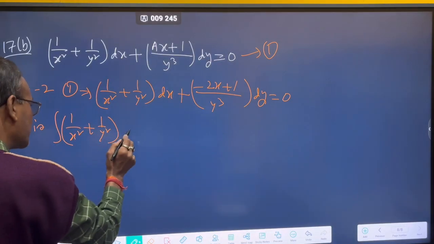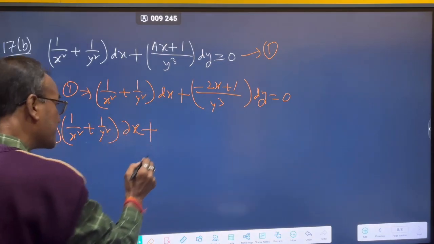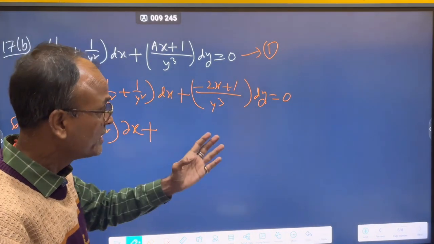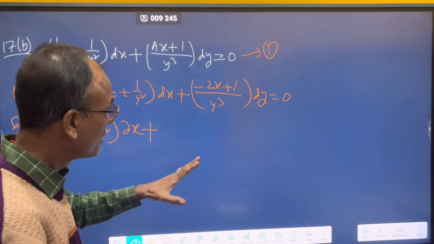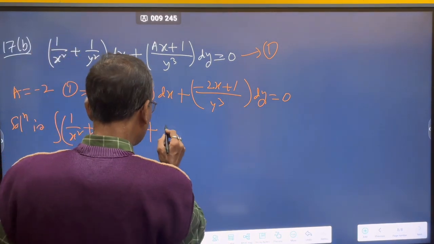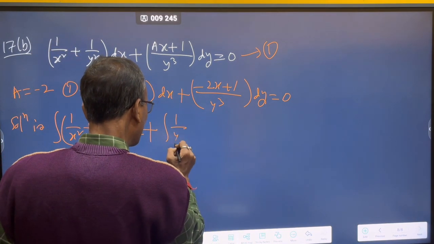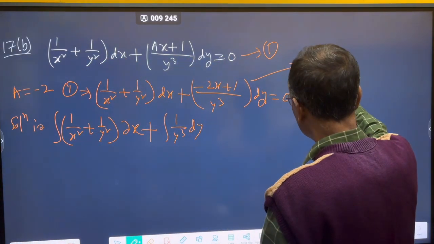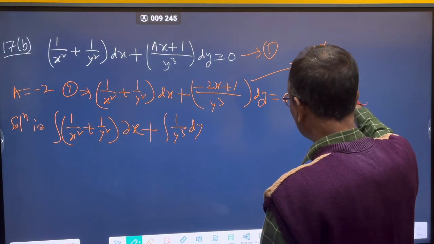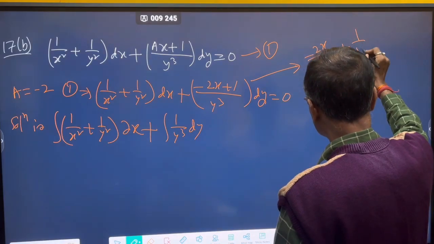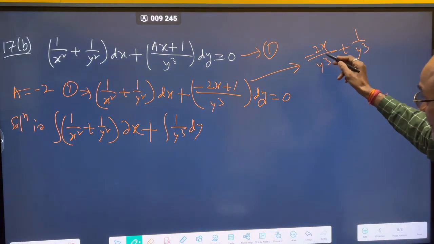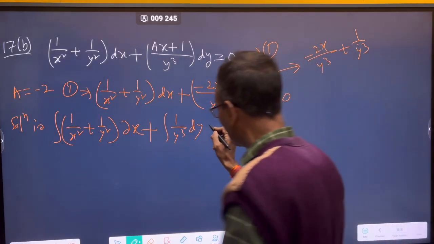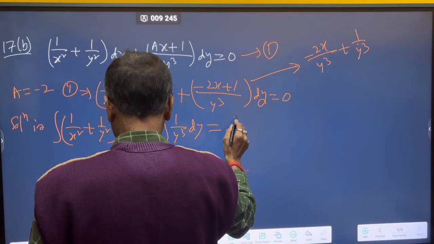Integrate M dx, treating y as constant, plus integrate N dy, taking only those terms which are free from x. It will be 1/y³ dy, because the term can be written as minus twice x by y cube plus 1 by y cube. This term contains x, but this term does not contain x. Therefore, this is equal to a constant.